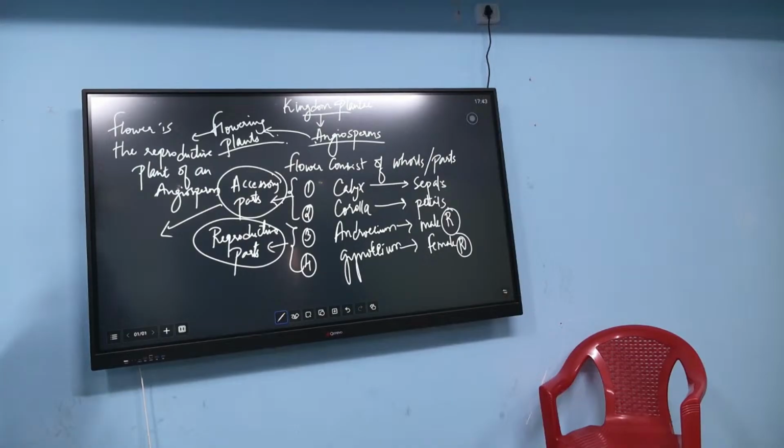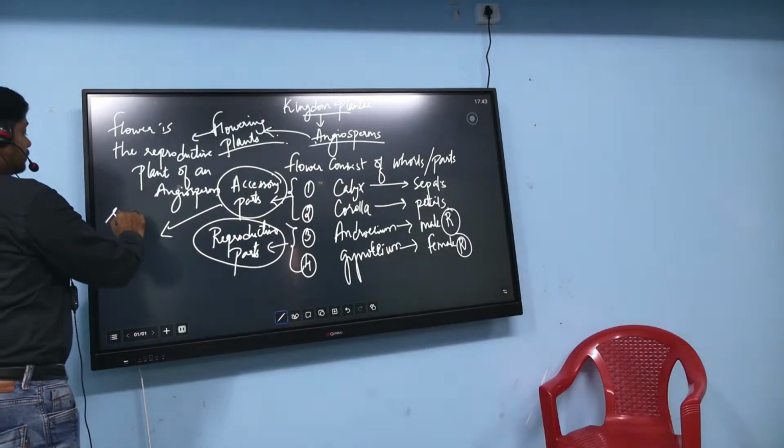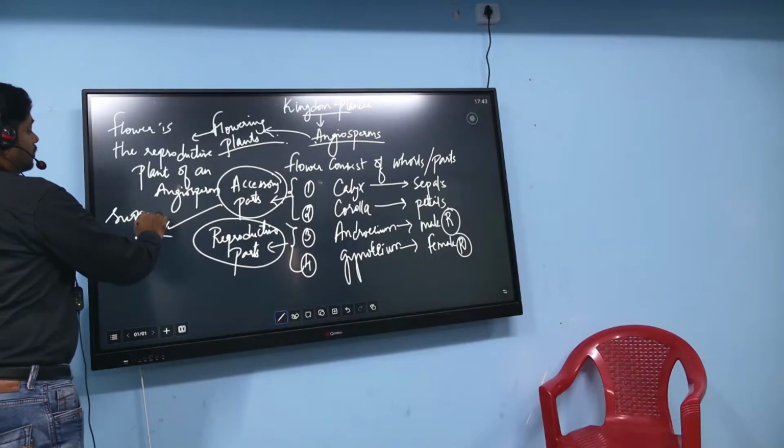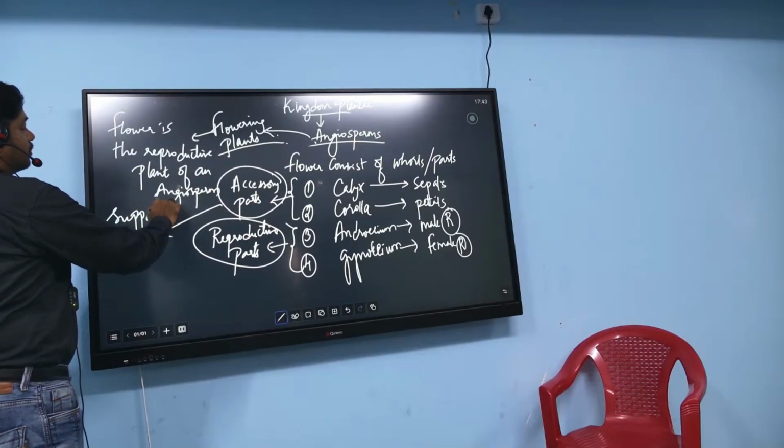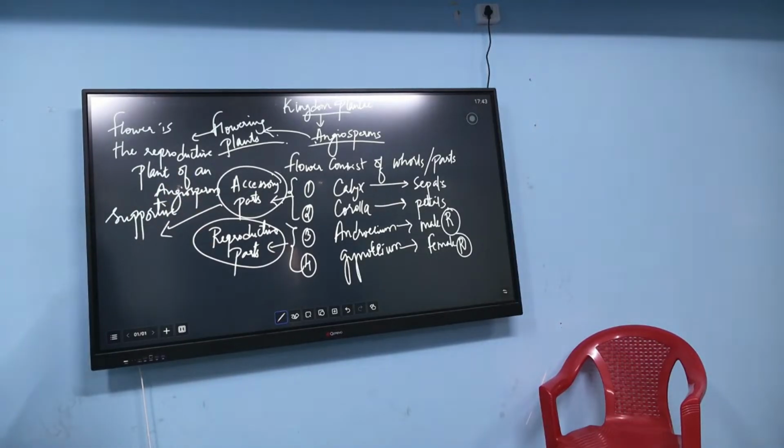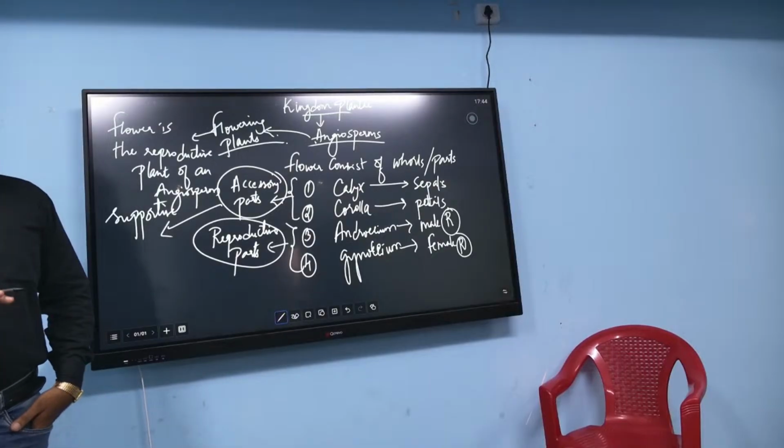What do you mean by accessory parts? Supportive parts, which are supporting the reproduction process. Is that clear? Any doubts you have till here? No doubts. Everything is clear.